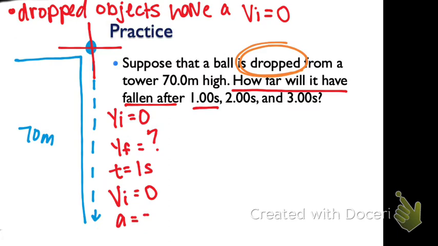My acceleration is negative 9.8. It's never going to be given to you as a number in the problem. It's something you're going to have to know. Okay, as a vertical problem, that's what we have to know. So let's start examining our equations and try to figure out which one we can use. Which equation could we use to help me solve for y final?